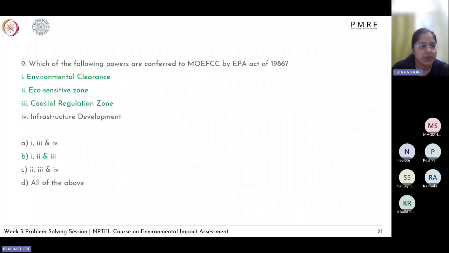Then it also has powers in eco-sensitive zones. That is, eco-sensitive zones also fall under the administration of the Ministry of Environment, Forest and Climate Change. And it also has powers in coastal regulation zones. It does not have a say in infrastructure development, but 1, 2, and 3 are the powers which this particular ministerial department of India has under the Environmental Protection Act of 1986. So B is the correct answer.